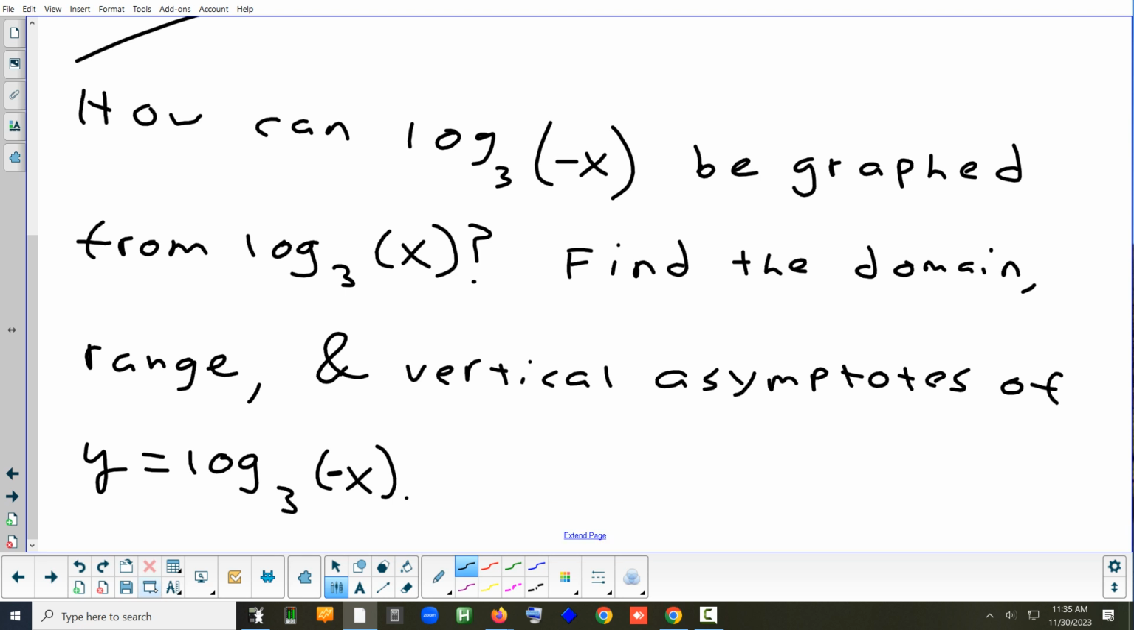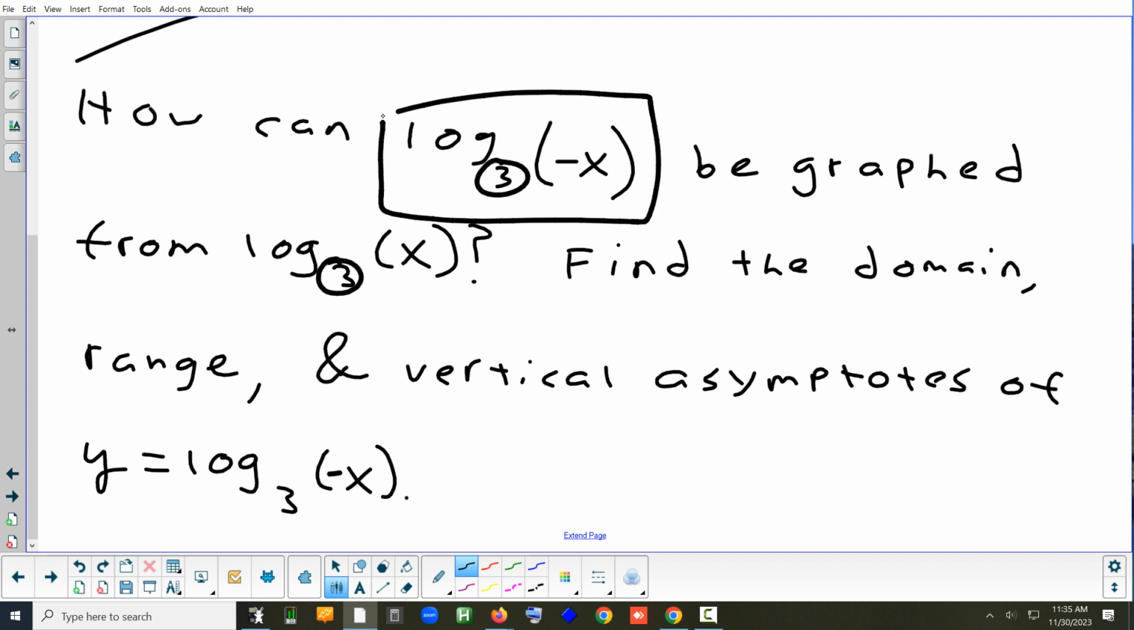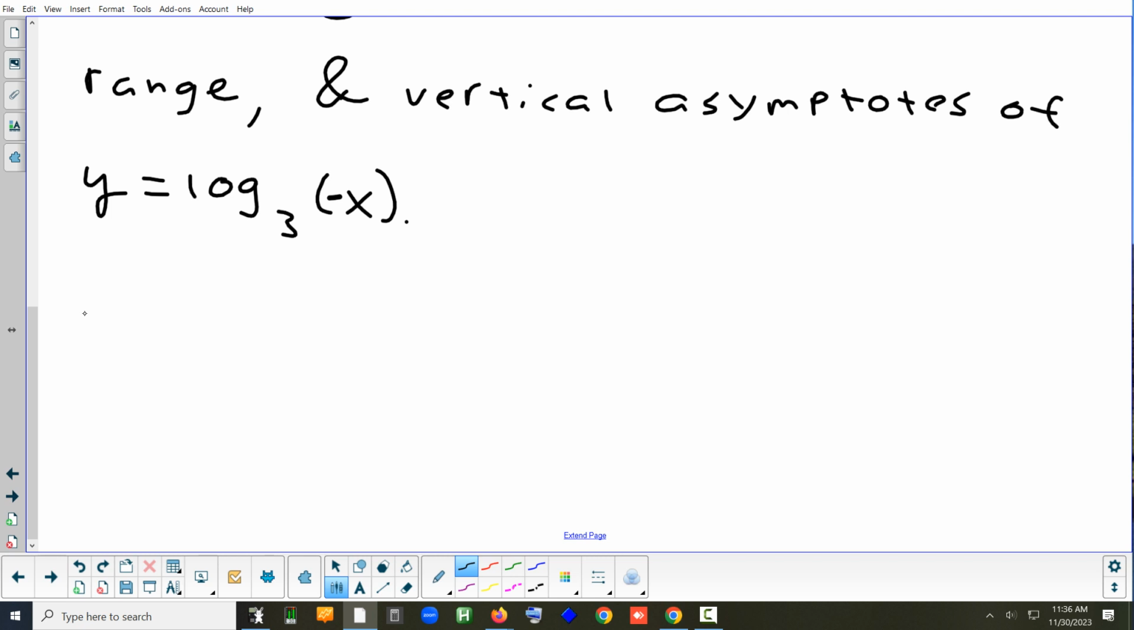Okay, so let's look at this one. When you describe transformations, you would always compare 2 logs with the same base. You're not going to compare a base 4 log to a base 3 log. It's base 3 to base 3. How many transformations are happening in that one? 1. Just 1. Okay, so let's start with that.